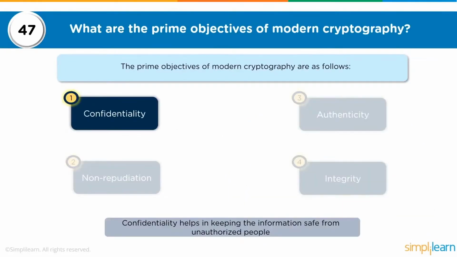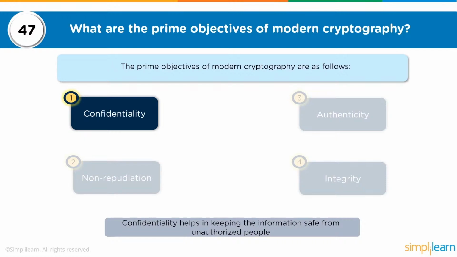Next question, what are the prime objectives of modern cryptography? And this is a very important question because we've so far looked at what cryptography is and what public key infrastructure is. But what is the achievement out of it? Why are we utilizing it? And what do we want to gain out of it? So the main and the prime objectives of modern cryptography are as follows, mentioned on your screen.